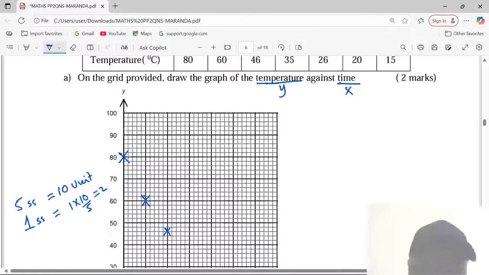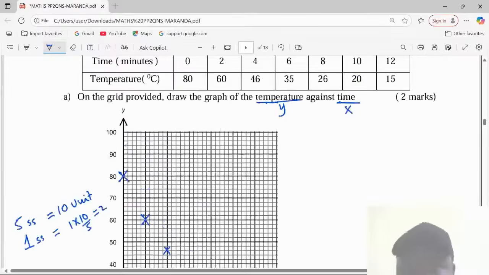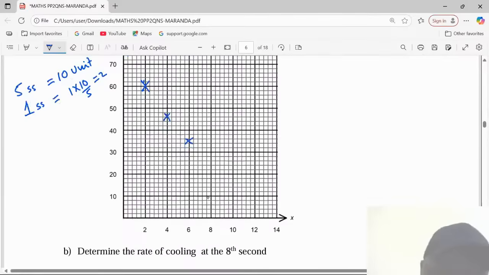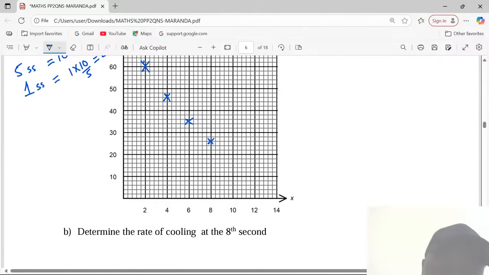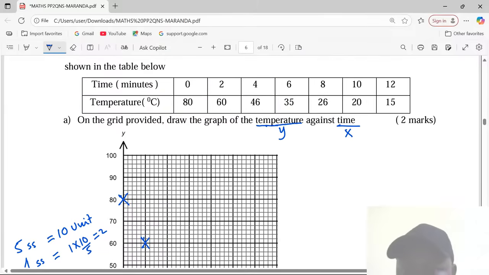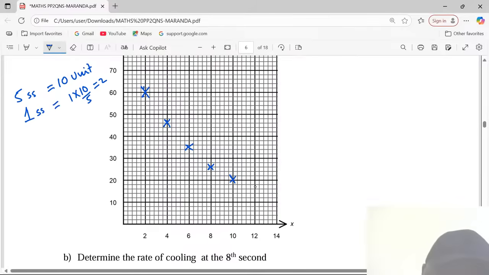6:35, 6 minutes 35, in between 30 and 40. Exactly, and 40. We are talking about 8 and 26. So 26 should be somewhere here. We have 10 and 20, that point. Something else that we have is 12 and 15. 15 is exactly between 10 and 20.